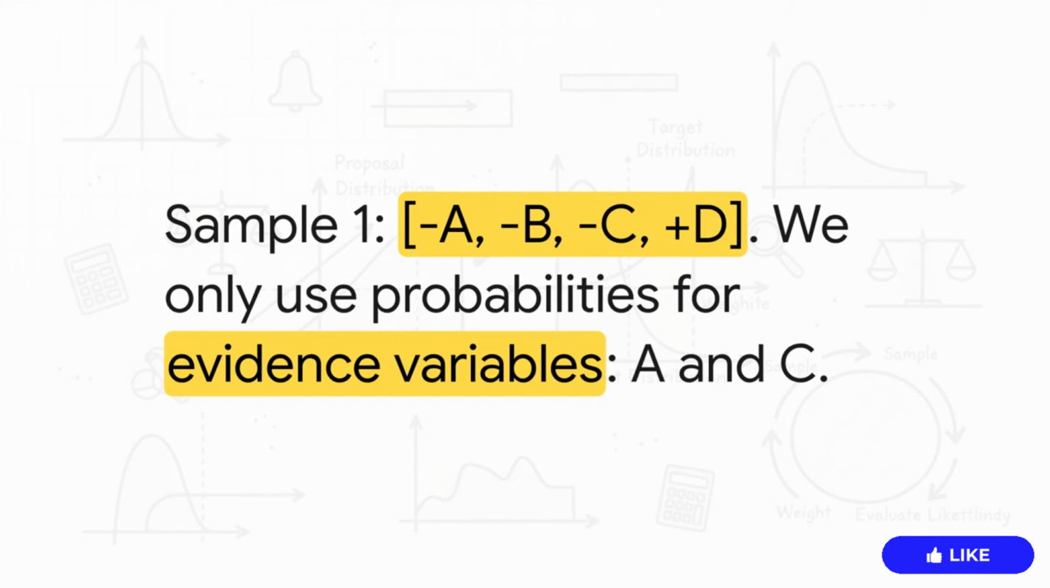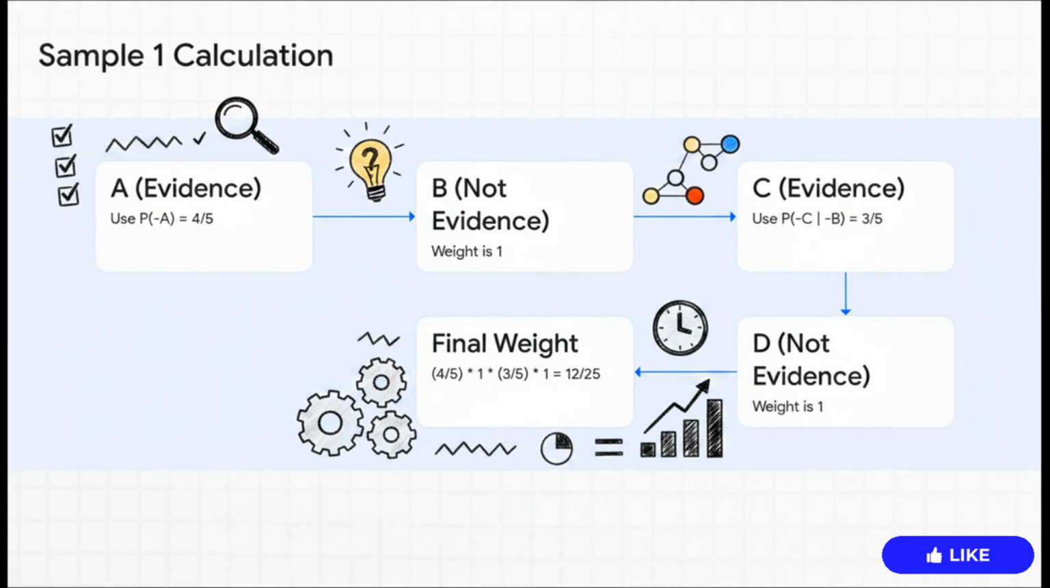Let's kick things off with sample 1: negative A, negative B, negative C, positive D. Now remember, when we calculate the weight, we're only going to pay attention to the parts that match our evidence, which, if you recall, are the variables A and C. Okay, let's walk through this together. We look at A first. Is it evidence?